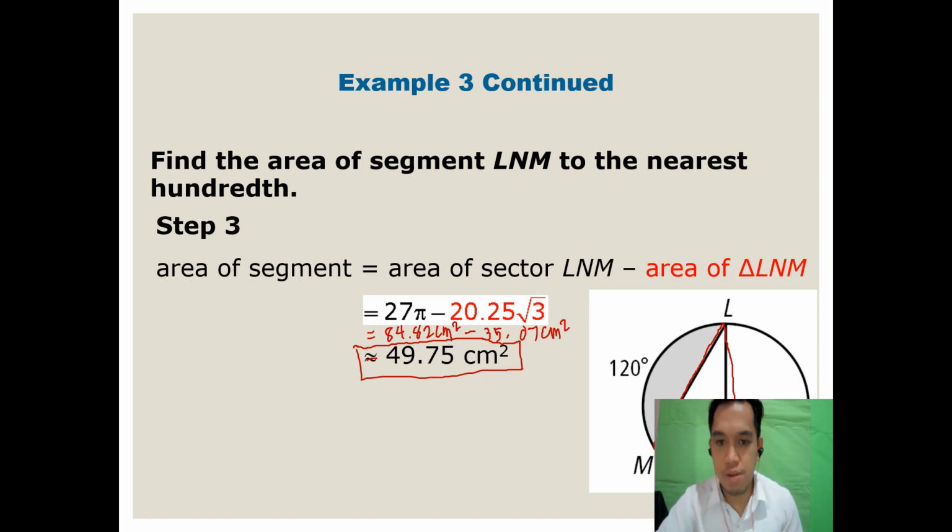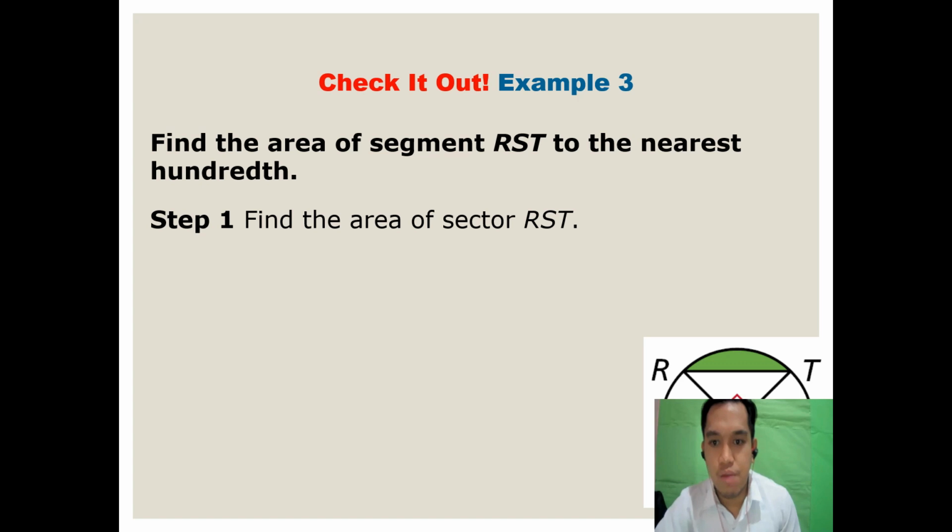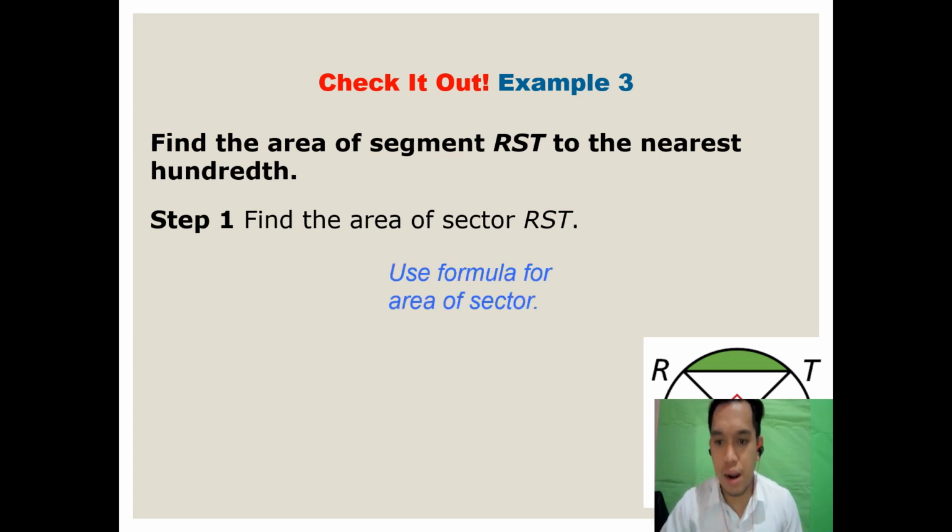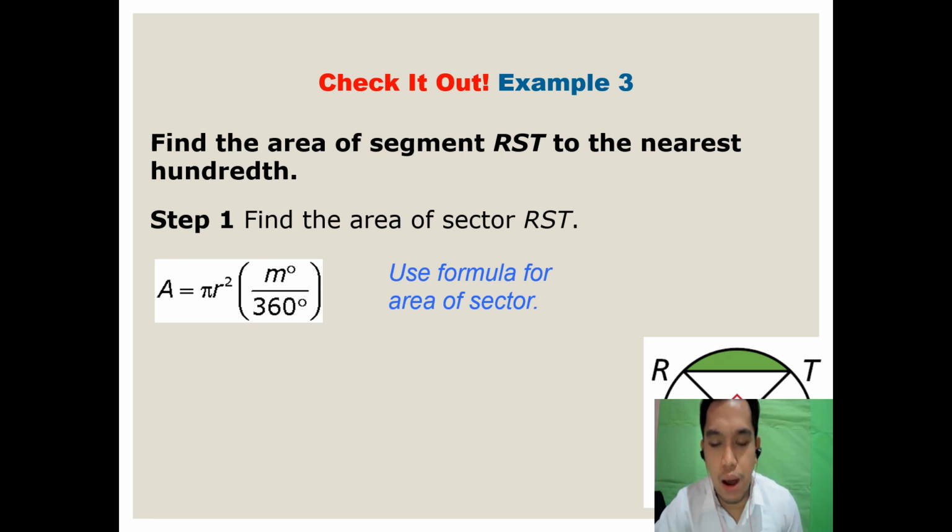So, let's proceed to the next example. Find the area of segment RST to the nearest 100. So, find the area first of sector ng ating RST. Okay, so here is the figure. So use the formula for area of sector. A equals pi r squared times quantity of m degrees over 360 degrees.